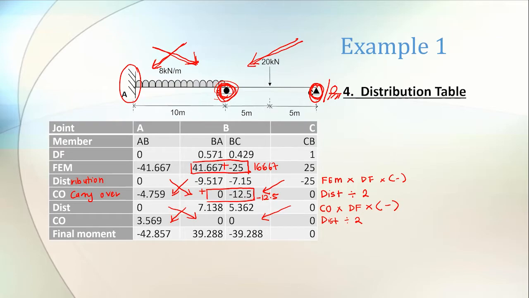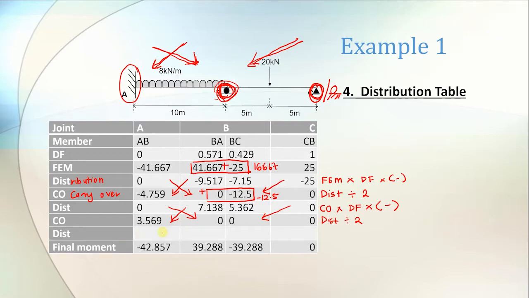Kita buat lagi another next step sebenarnya. Kat sini I tak letak, I dah add another one, DIST. You ambil CO, so 3.569 you darab dengan kosong, which is DF. So dah jadi kosong. Then darab dengan negative is still 0.